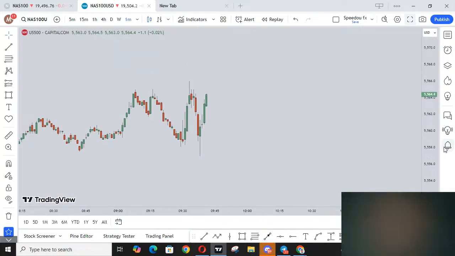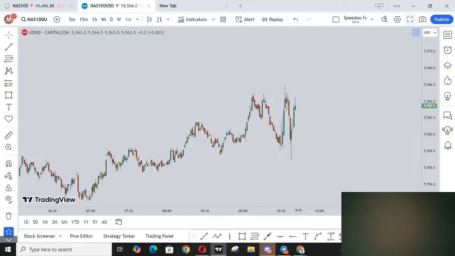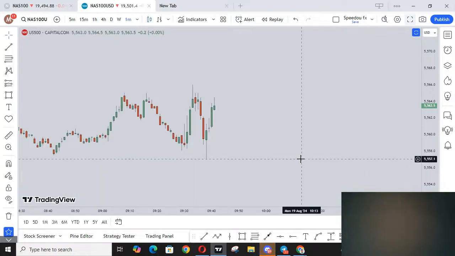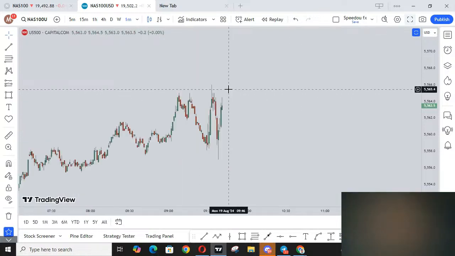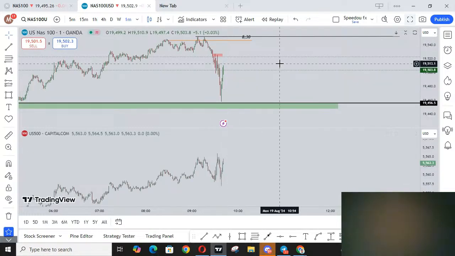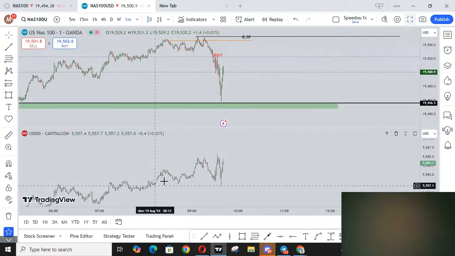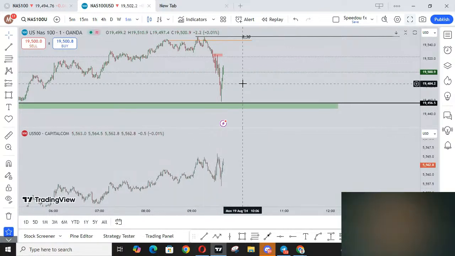And S&P 500, it has this high. This is the kind of movement we got. And this was dropping and the other one was fine.